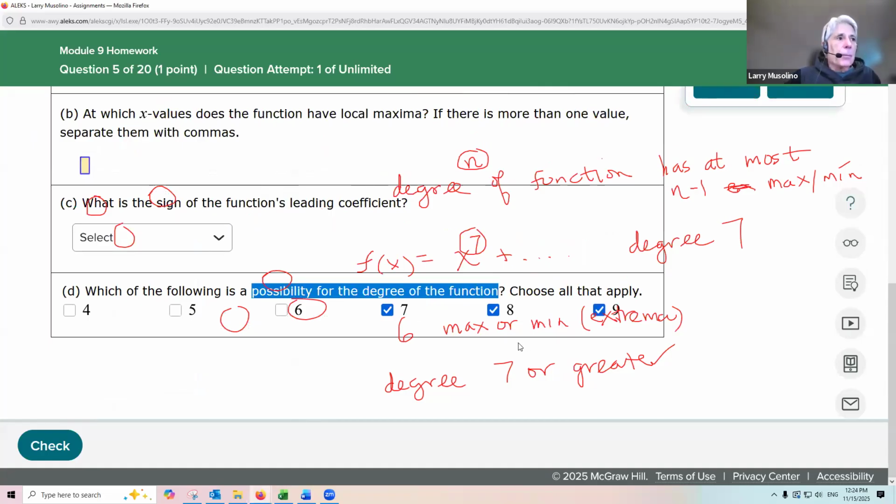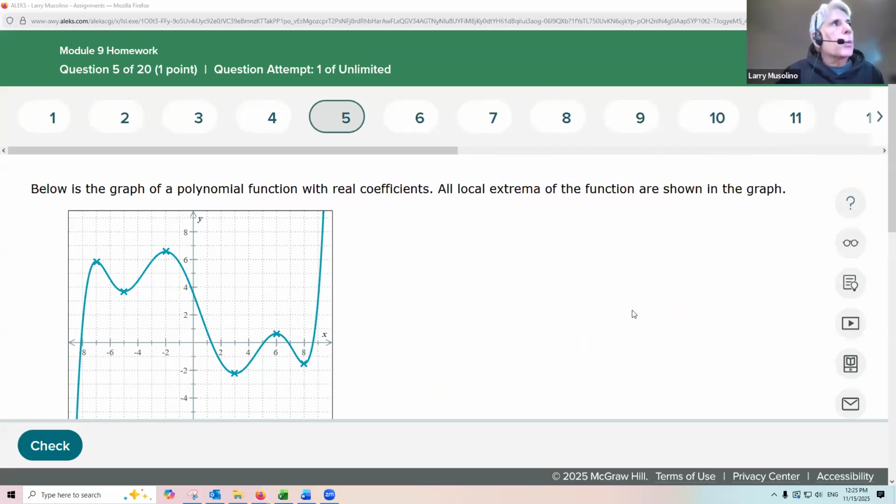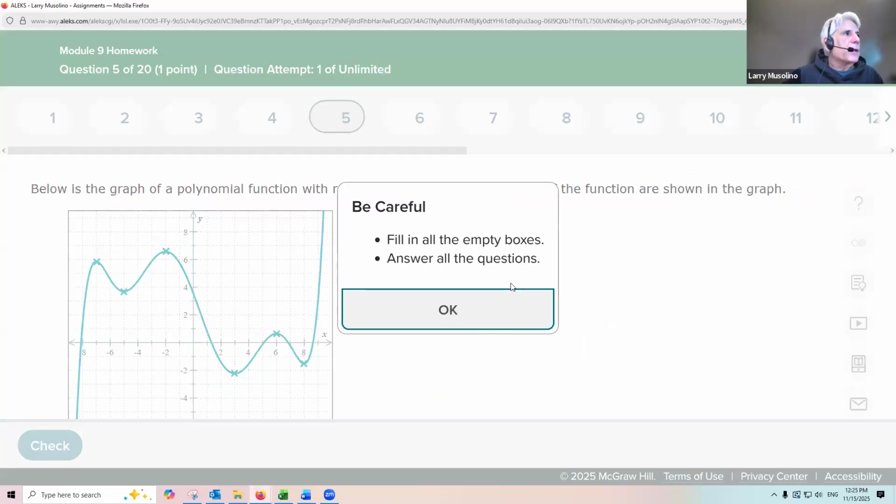All right, so you count the number of max mins, and then the degree has to be 1 or more larger than that. Our example, we had 6 max mins. That means the degree has to be 7 or larger. All right, so that was a question that had a few parts to it. All right, let me go to another one. Let me go to number 7.